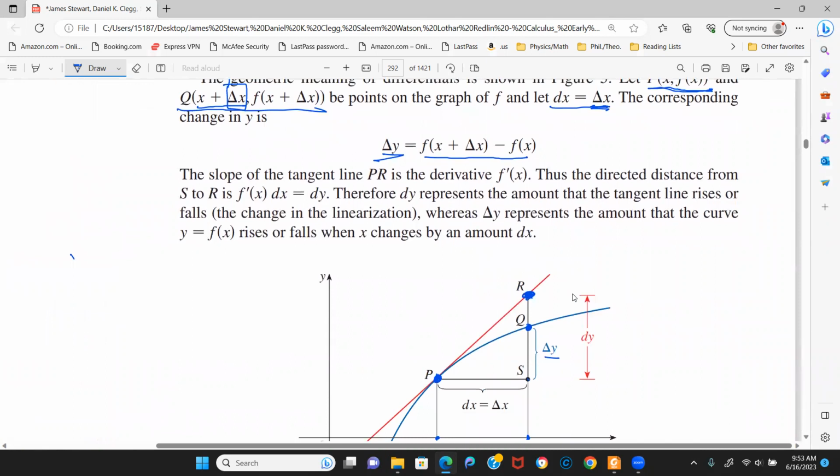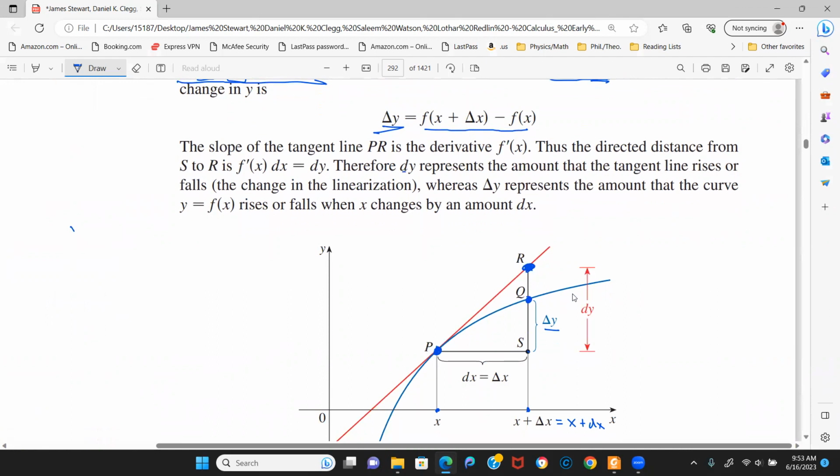So dy, as it says here, I guess I can read what this is saying. It says dy represents the amount that the tangent line rises or falls, whereas delta y represents the amount the curve rises or falls. So it's like you have this point P, it can be viewed as a point on both the curve and the tangent line, because it is a point on the curve and the tangent line.